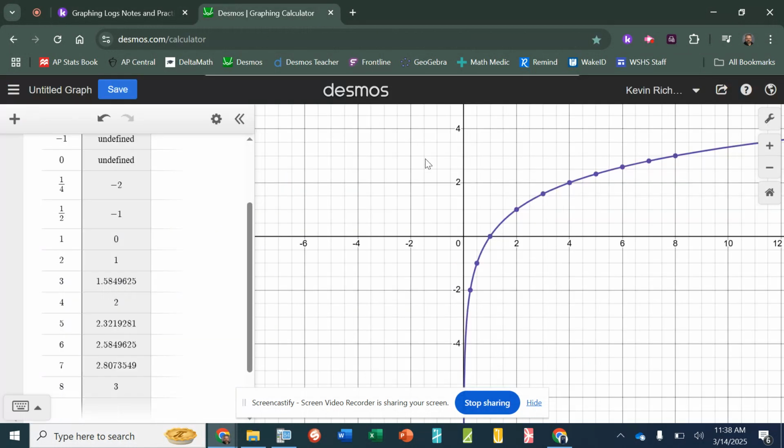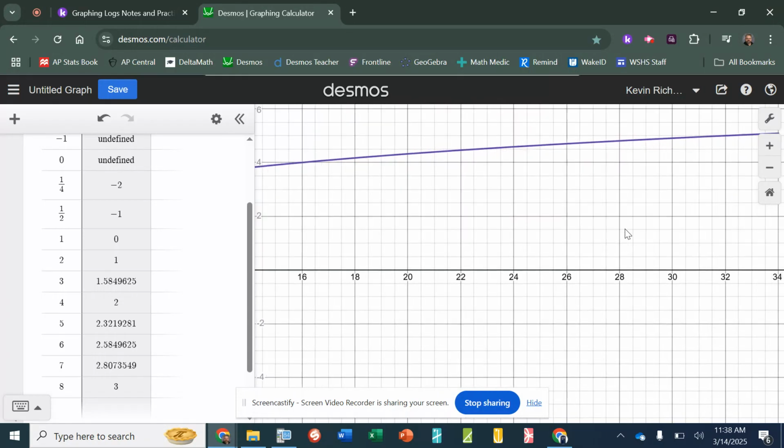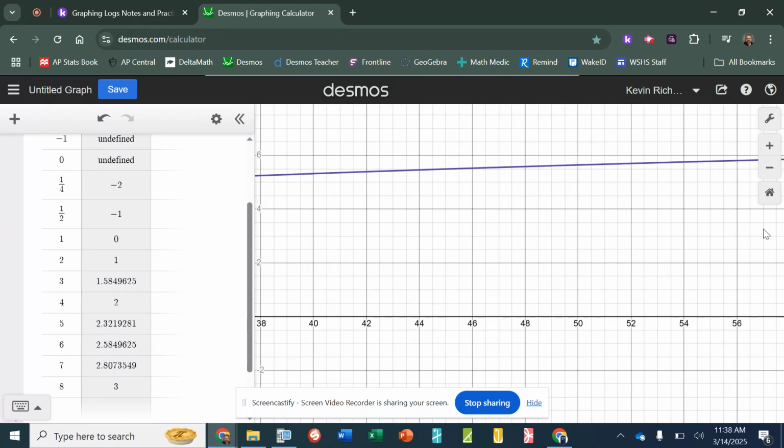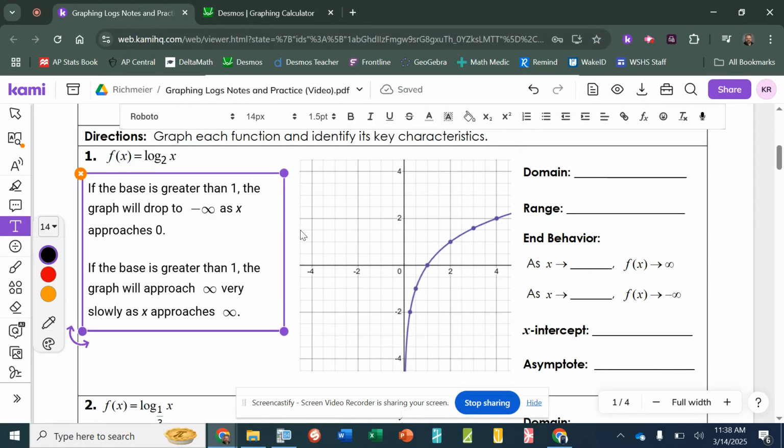So if we come back to Desmos, we can see it's leveling off, and it's growing slower and slower. It's still growing, but it's going to get slower and slower and slower. All right? So it's still going to positive infinity as x goes to positive infinity. But as x goes towards 0, it becomes negative infinity. All right? And so we can just use those points from Desmos to graph this thing.